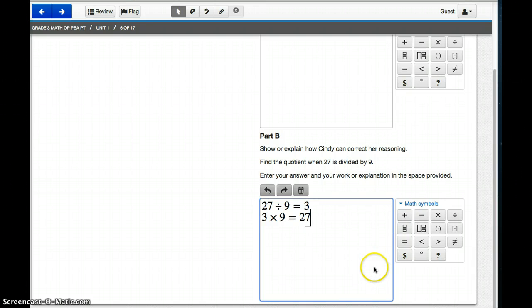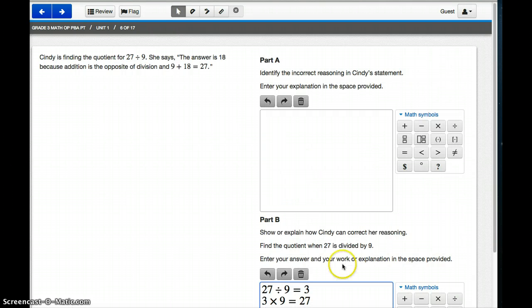In this way, we've explained it with numbers, and so now we have to explain it with words. Enter your answer and your work or explanation in the space provided. So it asked us to show our work over here. Now we can also write a sentence to explain our reasoning, which would also be a good thing to do because it lets the test reviewers understand what you were doing.